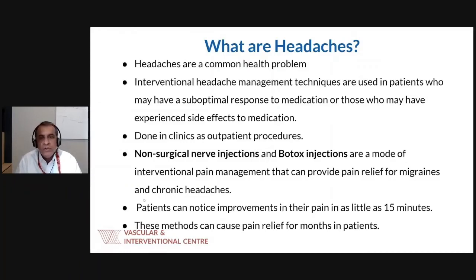We can do non-surgical nerve injections under ultrasound guidance in clinic, or just based on the clinical profile. The injections are done through 30 gauge needles which do not cause any discomfort or pain. We can do Botox injections to deal with these areas, and you can have relief in symptoms within 15 minutes after the injection is done. And some of these can cause long-term relief, up to 6 months, which is quite significant if you're taking medication every day or you're getting side effects from medication.